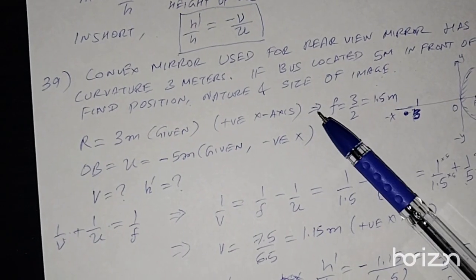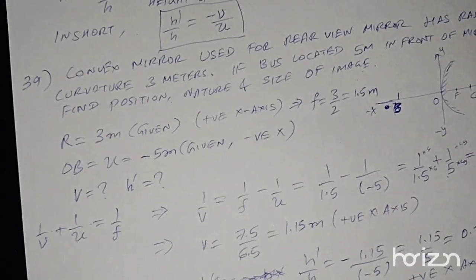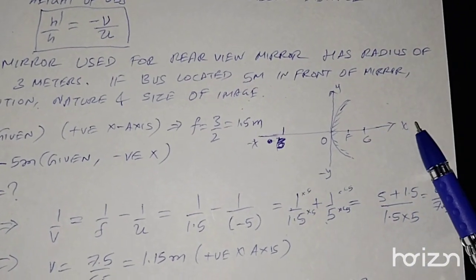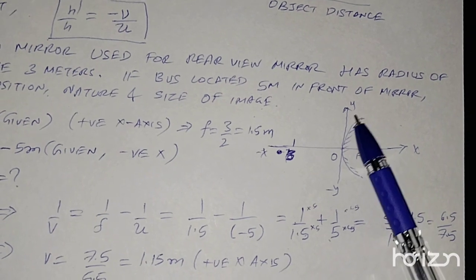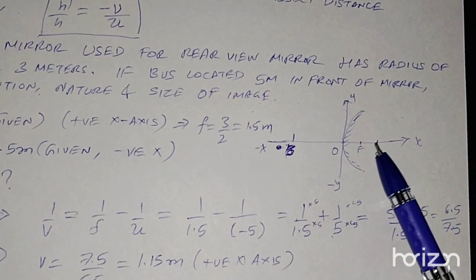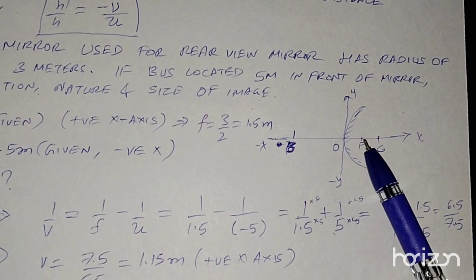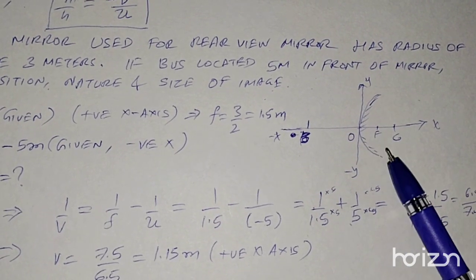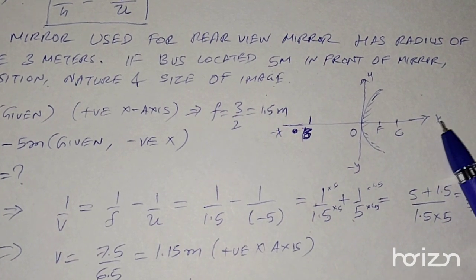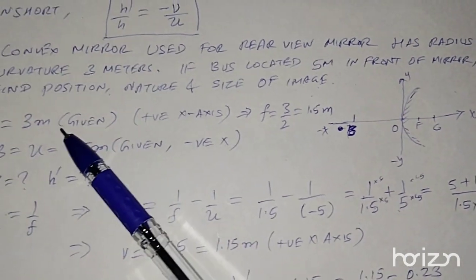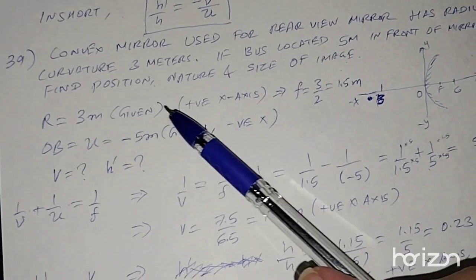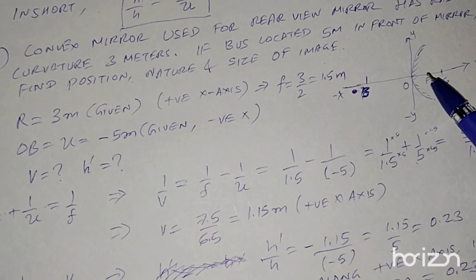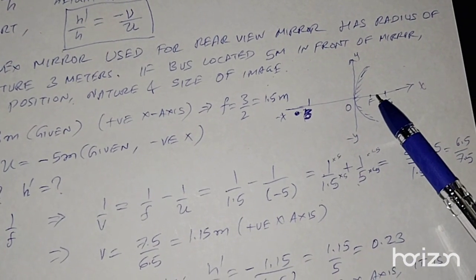Okay, now we have taken it as positive because for a convex mirror, the center of curvature is along the positive x-axis. Do you see that? This is the convex mirror. The center of curvature is here. The focal length is half the distance of the center of curvature. So we are taking this as positive. So radius of curvature is 3, right? So focal length is 3 by 2, that is 1.5 meter. Okay, 1.5 again is positive because it's along the positive x-axis.